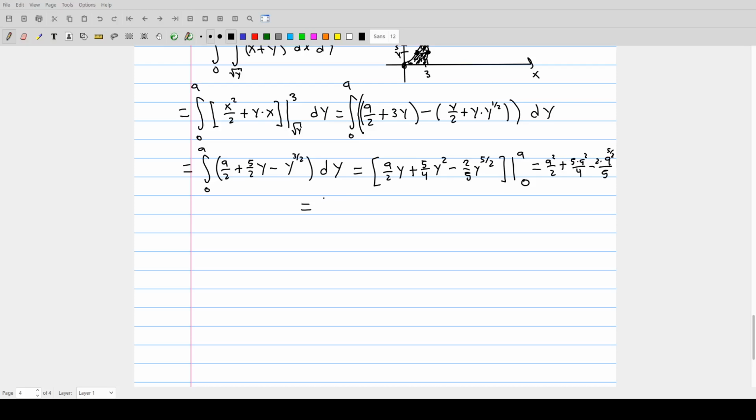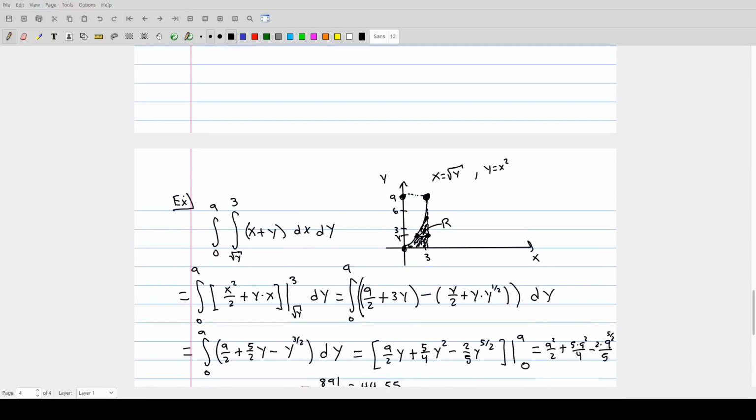this number is the same thing as 891 over 20, which is 44.55. So this is the value of this double integral.